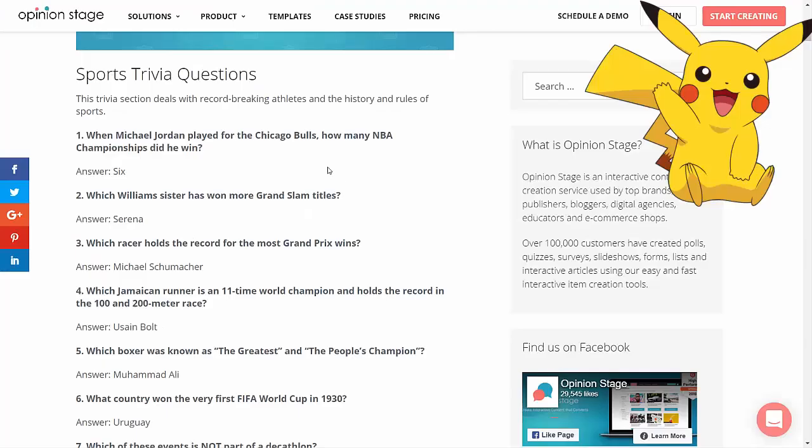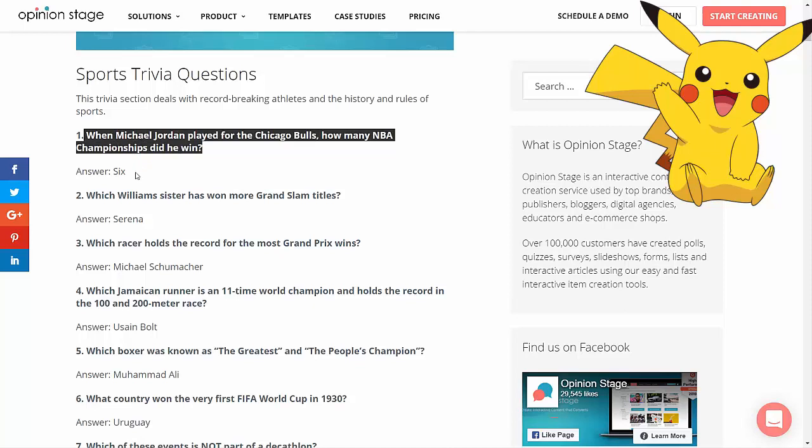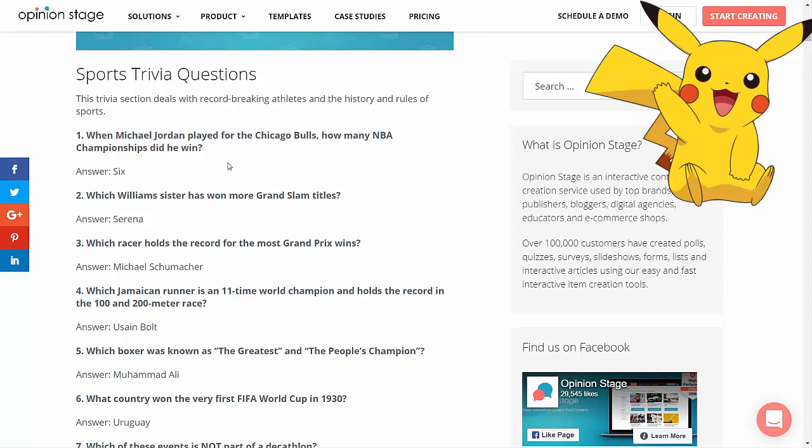So the method is very simple. All you do is change the question and the answer into images and connect them together with a story. That's it. But there are some things you do have to keep in mind when doing this.